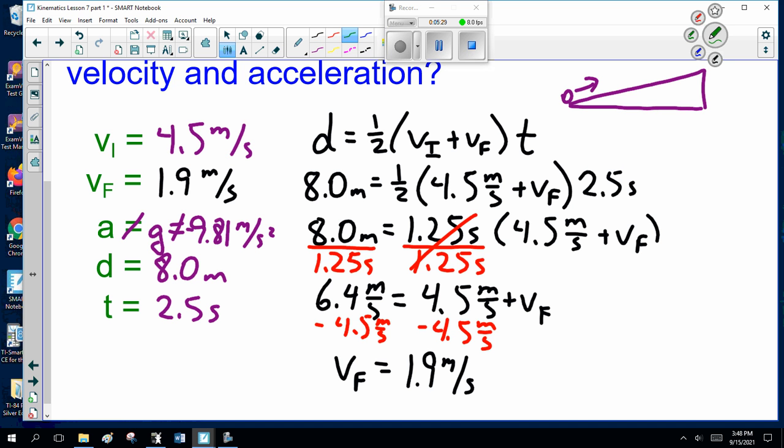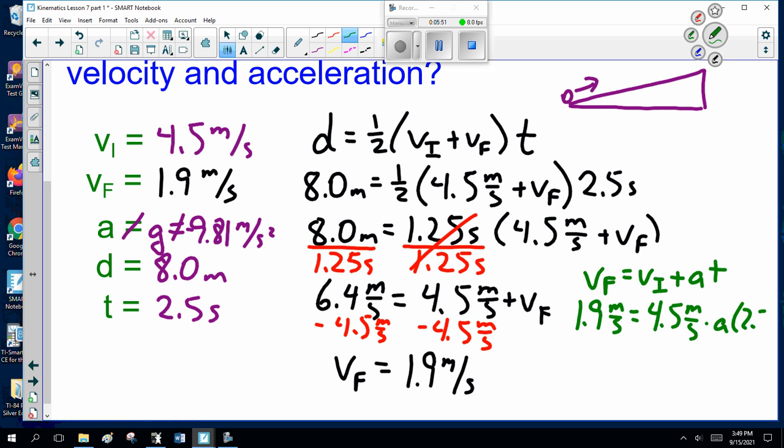the other question is, what's the acceleration? Now you have v initial, you have v final, you have displacement, you have time. You have to solve for acceleration. I think the easiest equation to use, velocity final equals velocity initial plus at. There are others, I don't care. So 1.9 meters a second equals 4.5 meters a second plus a times 2.5 seconds. That's a plus 4.5, so the easiest thing to do is subtract 4.5 meters a second from both sides.